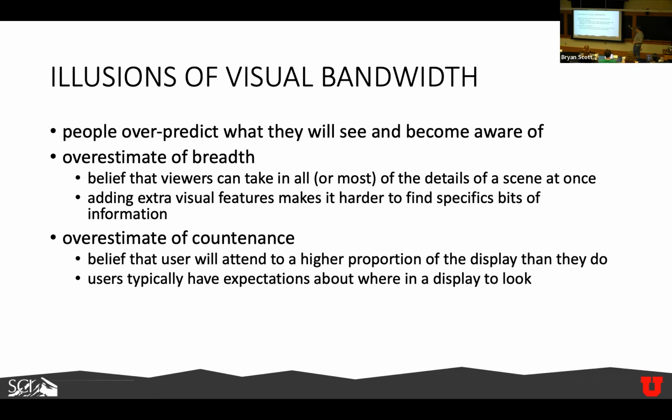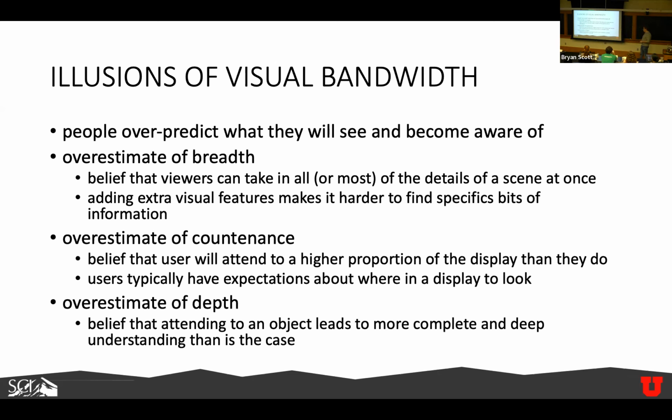And this relates to the overestimation of extent, which is believing that you're going to attend to or look at a higher proportion of things than you actually are. You're going to focus in on certain parts of the display where you see a feature that draws your attention, right? There's a cluster of things right there. My eyes are going to go to that. I'm not going to attend to the rest of the display. There's not uniform attention across the display.